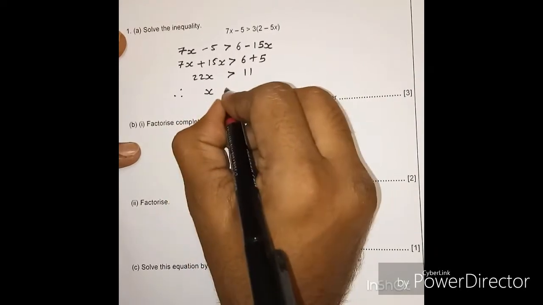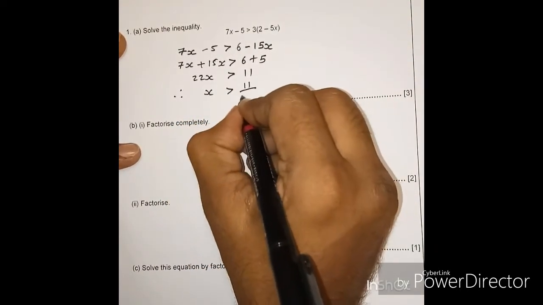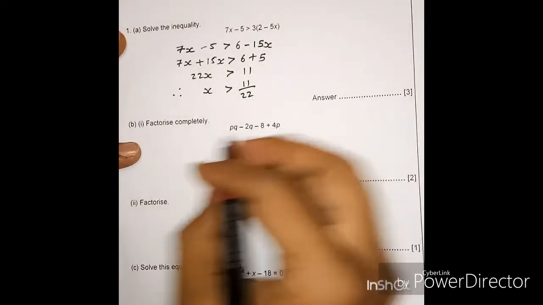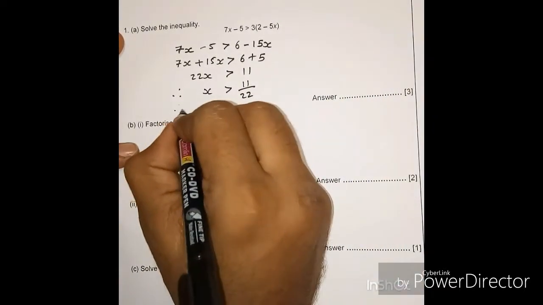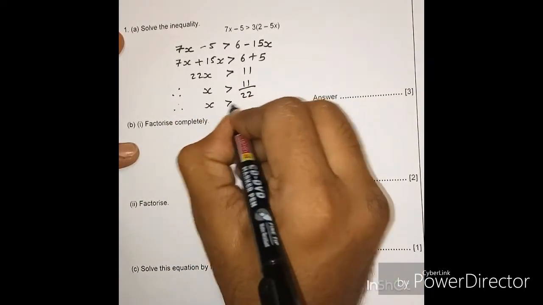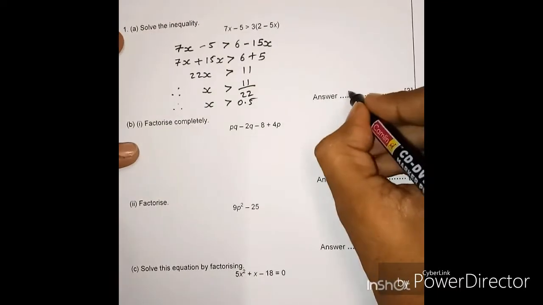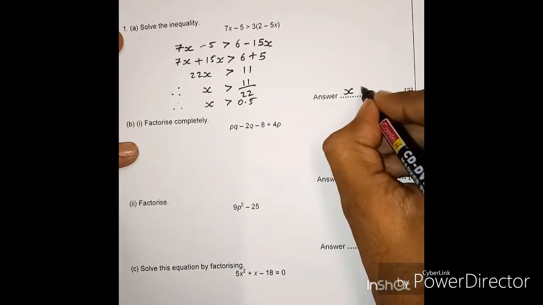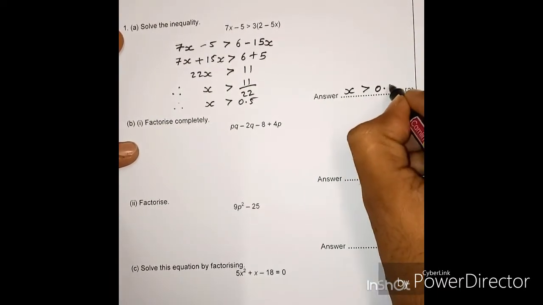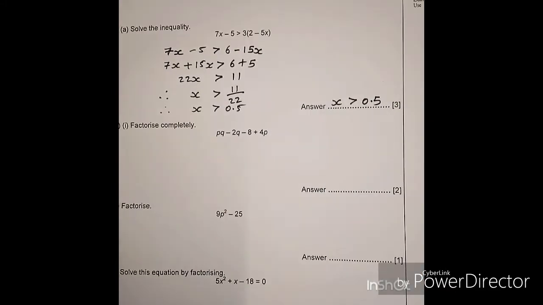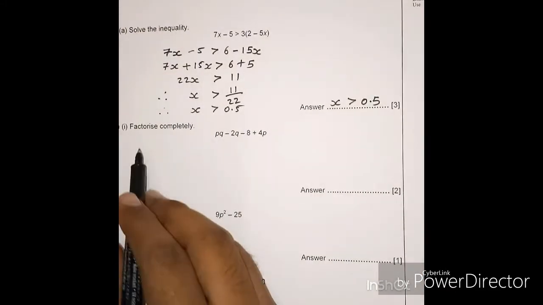Therefore, x will be greater than 11 by 22, which is equal to 0.5. That means your final answer will be x is greater than 0.5. Moving on to the next question.